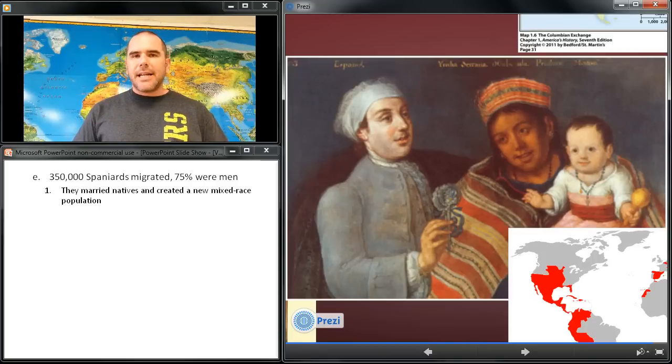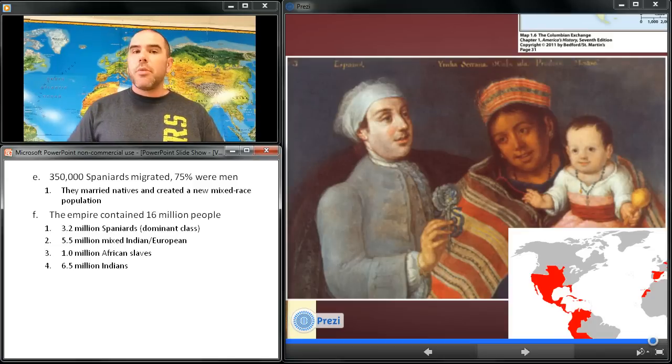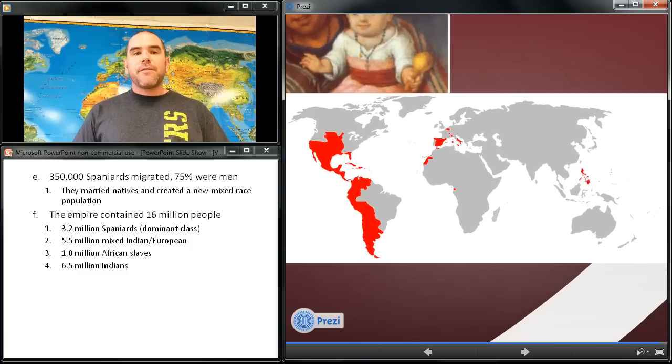The empire contained about 16 million people, a dominant caste of 3.2 million Spaniards, 5.5 million people of mixed Indian and European heritage, and about 1 million African slaves, not to mention the 6.5 million Indians who were forced to live mostly on marginal lands.